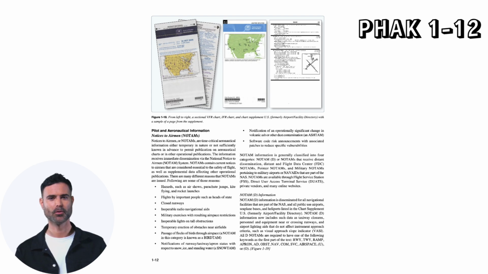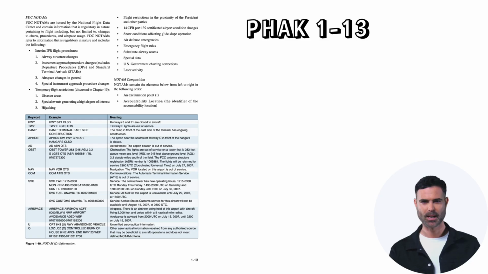All D NOTAMs are required to have one of the following keywords as the first part of the text: RWI, TWI, ramp, apron, AD, OBST, NAV, COM, SVC, airspace, U, or O. FDC NOTAMs. FDC NOTAMs are issued by the National Flight Data Center and contain information that is regulatory in nature pertaining to flight, including, but not limited to, changes to charts, procedures, and airspace usage.